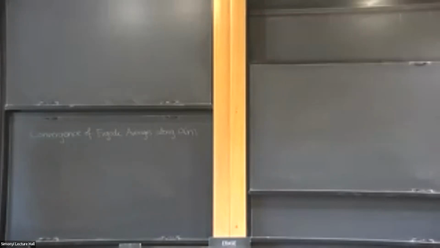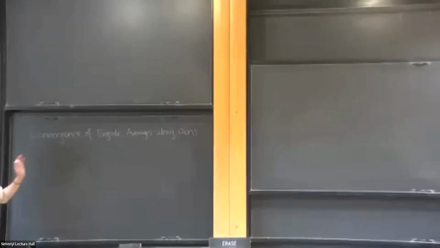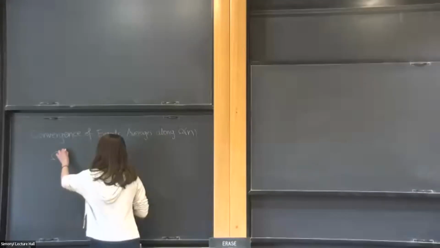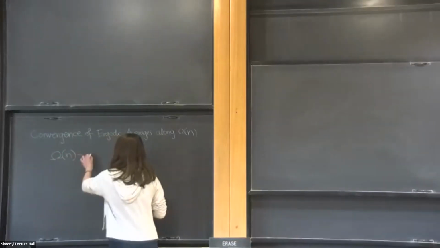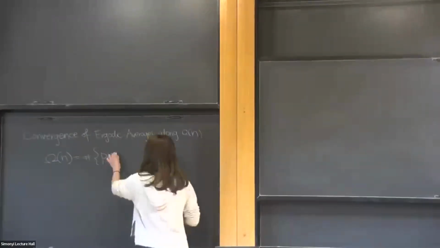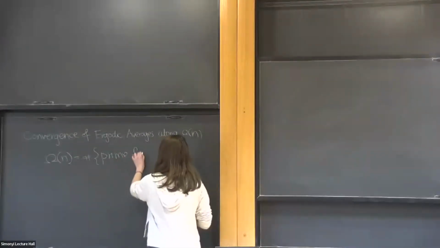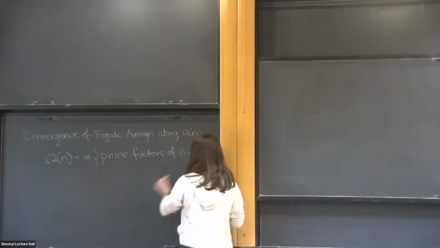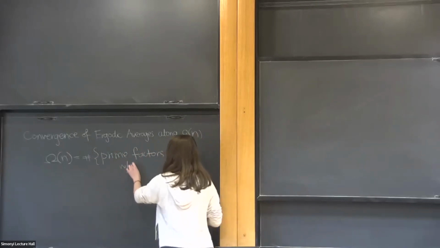So yeah, today I'll be talking about recent work of mine regarding convergence of these ergodic averages along the sequence omega of n. So first, I just want to define what this sequence does. So omega of n, we're going to let denote the number of prime factors of n, counted with multiplicities.